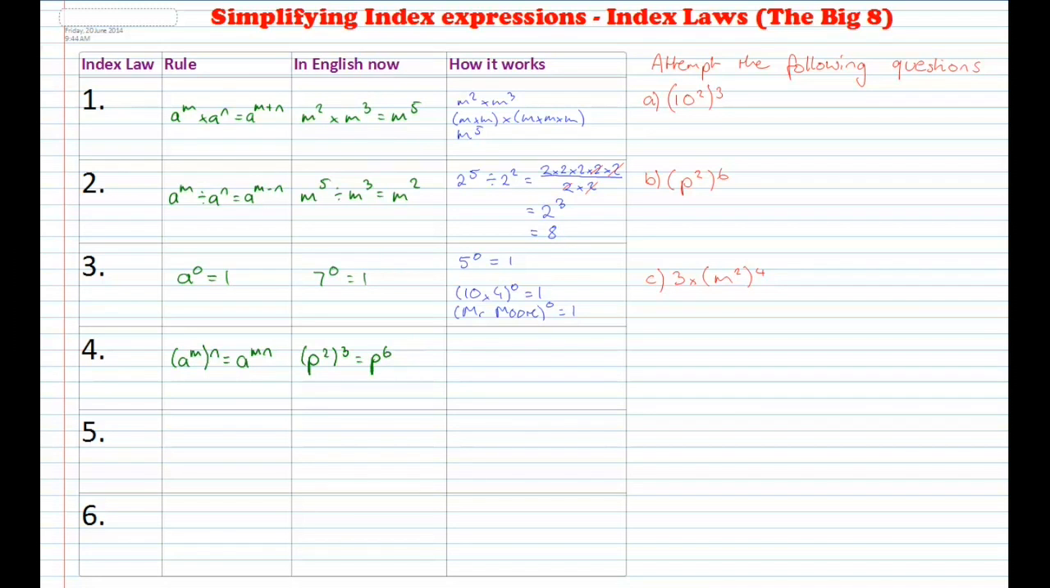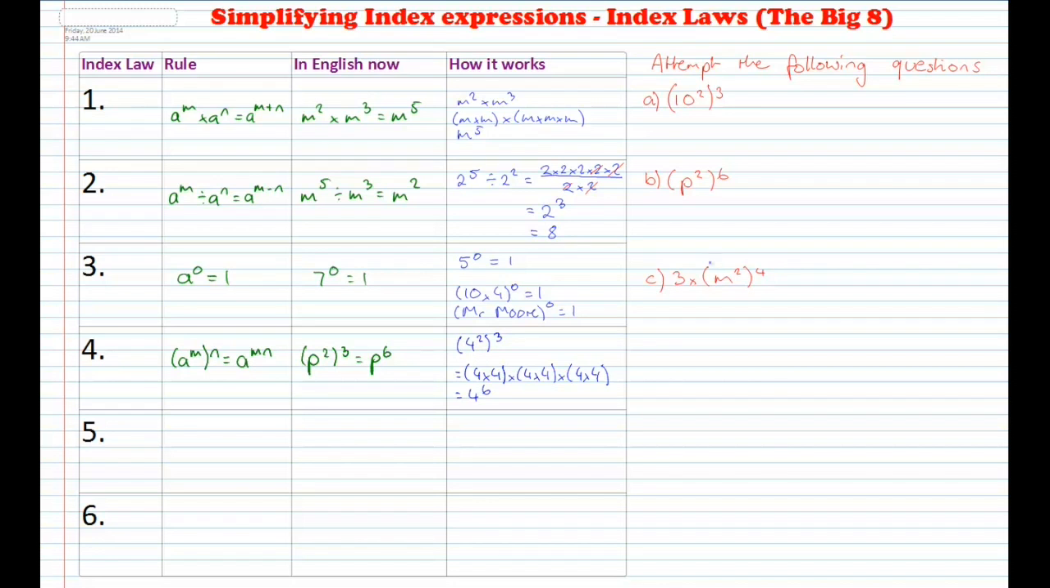Now how does this work? Well, if I've got, for example, 4 to the power of 2 and then I want to cube it, I'm going to get 4 times 4, because that's 4 to the power of 2, but then I'm going to multiply it by itself 3 times, so 4 times 4, times 4 times 4, times 4 times 4, because that's 4 squared, and then I cube it, which is the same thing 3 times. What's that going to get me? Well, it's going to get me 1, 2, 3, 4, 5, 6, so 4 to the power of 6. That's right, 4 squared to the power of 3 is equal to 4 to the power of 6, because you multiply the powers.